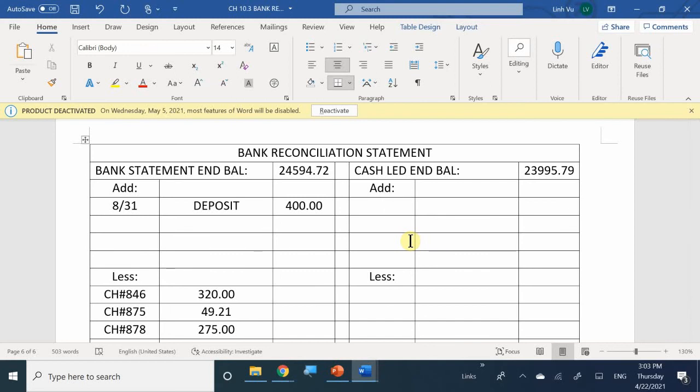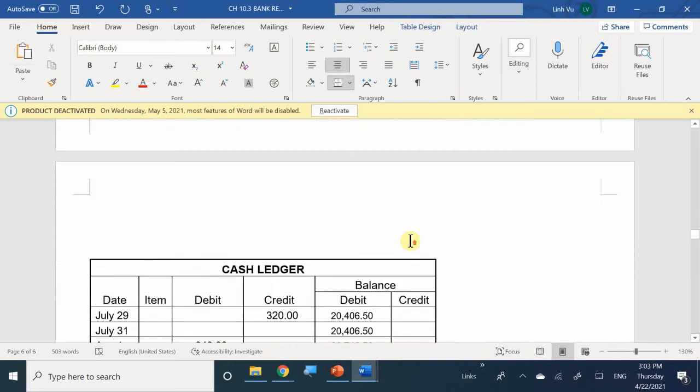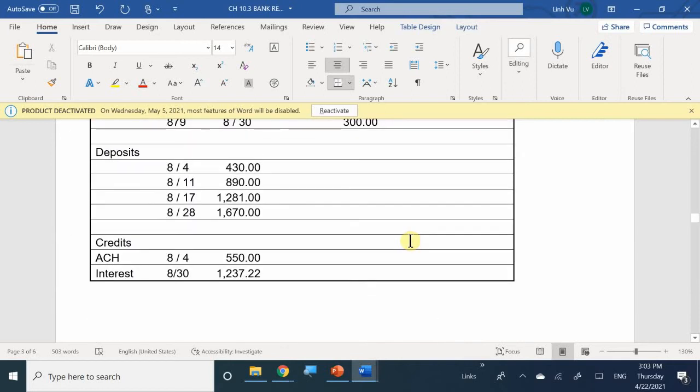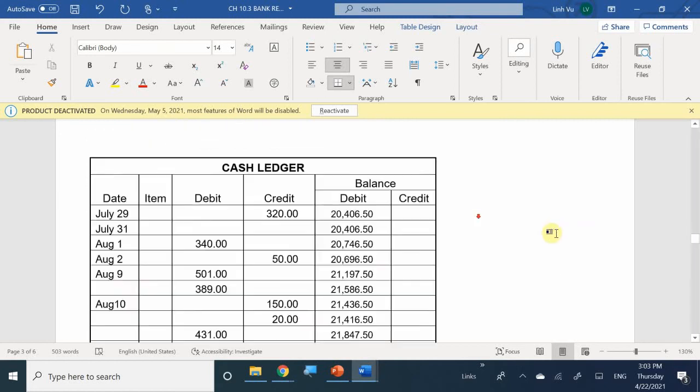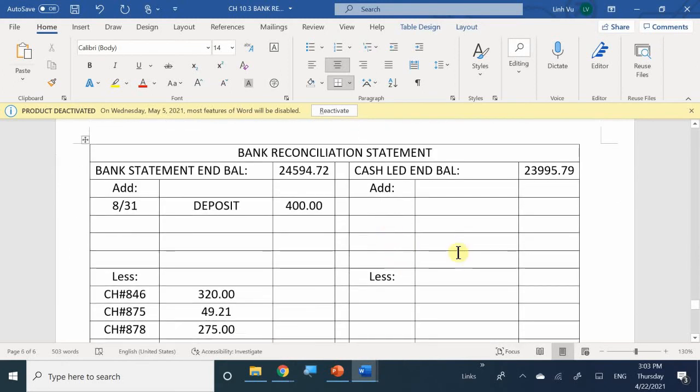Anything you earned like interest or ACH? All right, so let's take a look at our bank account, our bank statement. Did we earn any interest or any ACH? Yes, ACH for 550, and we have interest of 1237.22. Okay, let's do one at a time. ACH first.